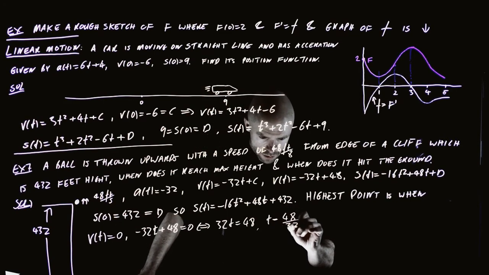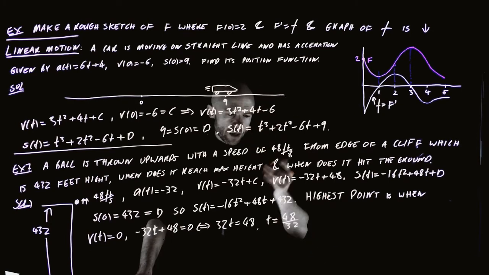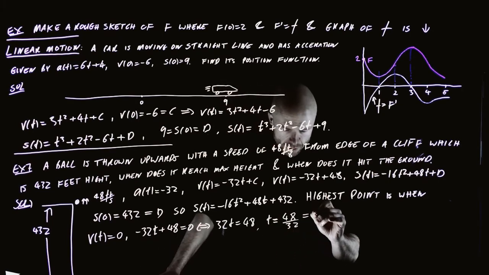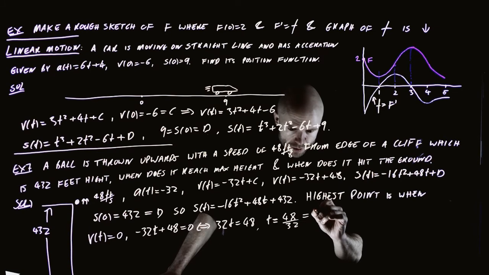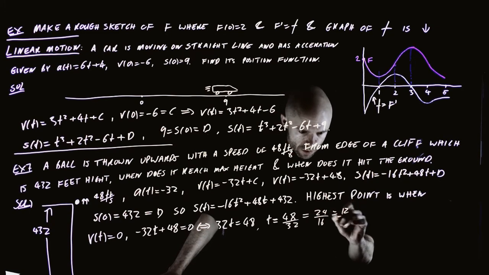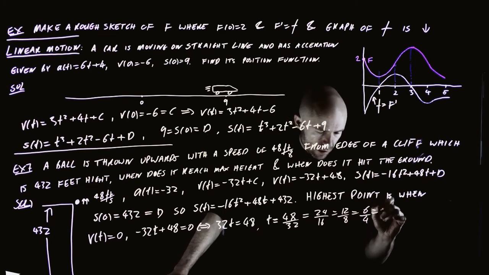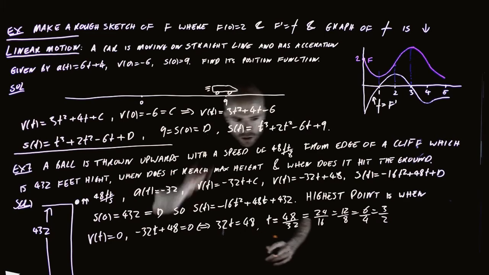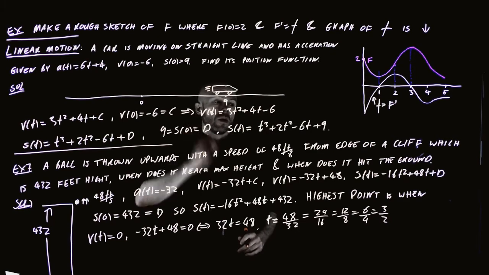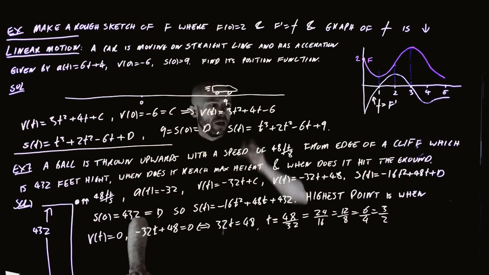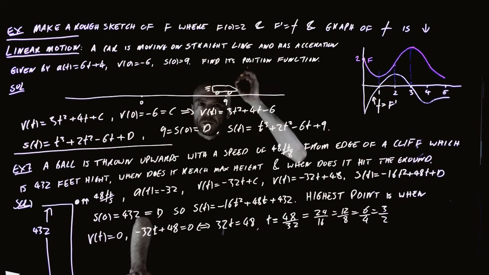over 32. Let's divide both sides by 2. So we have, top and bottom by 2, 24 over 16, let's do it again, 12 over 8, again, 6 over 4, again, 3 over 2. So this happens when t is 3 over 2. So 1.5 seconds after we throw it, it reaches its maximum height.